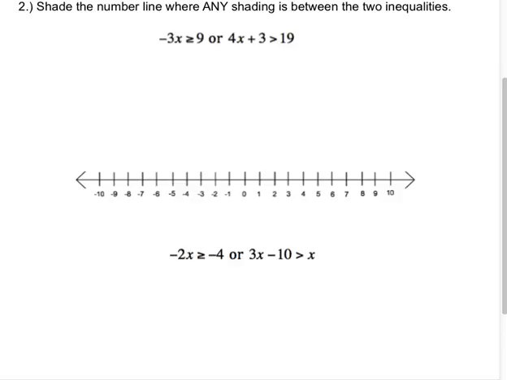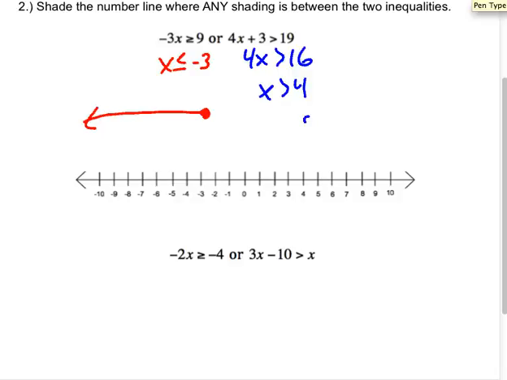Oh, I apologize, I didn't want to move that. All right, so let's begin with this one. On the left-hand side, the negative 3x is greater than or equal to 9. I'm just going to divide by negative 3. And remember, dividing by a negative reverses the direction of the inequality. On the other side, I'm going to subtract off the 3 and divide by 4. So here we have x being less than or equal to negative 3.